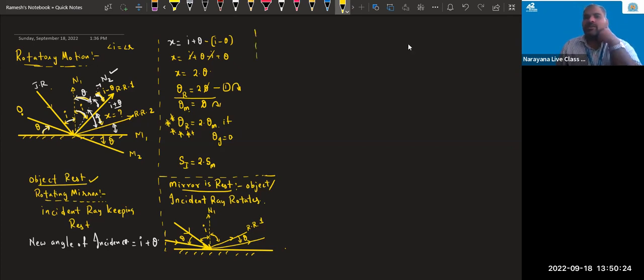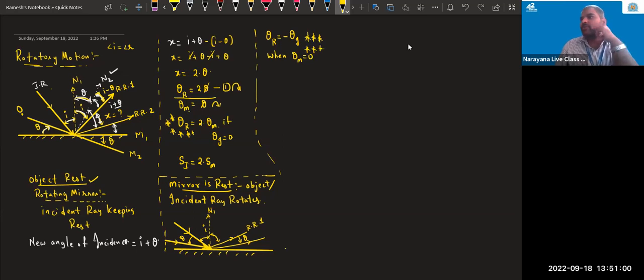So shall I write one statement? Angular displacement of the reflected ray is equal and opposite to the angular displacement of the incident ray only, no? Why opposite direction? Negative sign I kept. Incident ray rotating anti-clockwise, but reflected ray rotating clockwise. This holds when angular displacement of the mirror is equal to 0. It is also a powerful point. Kindly remember it at your fingertips.